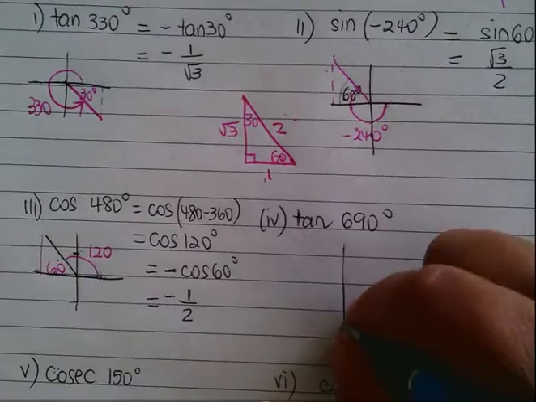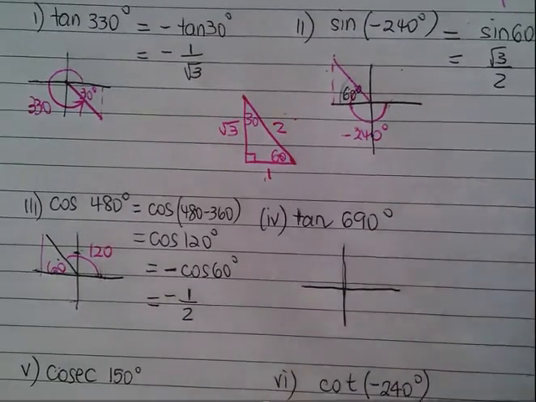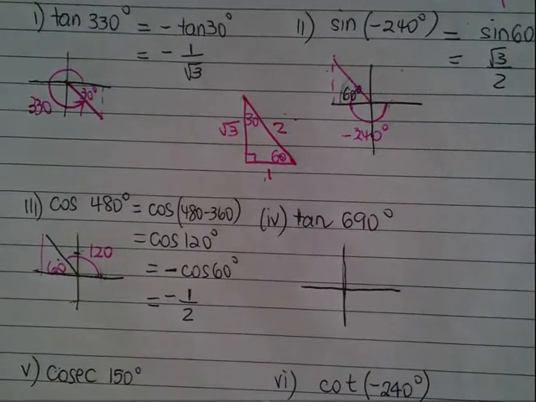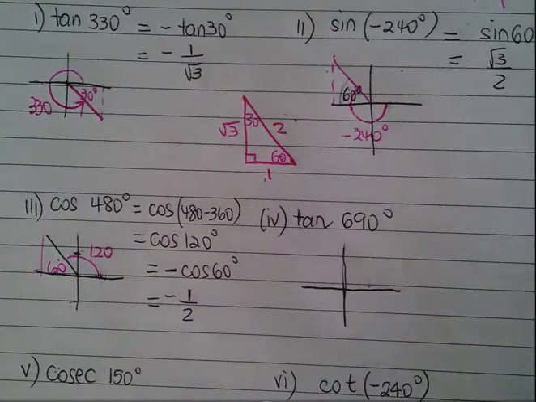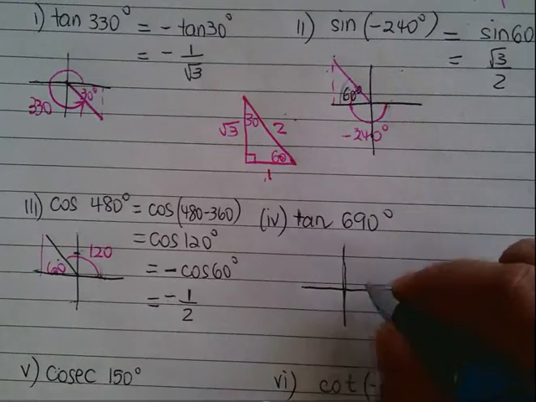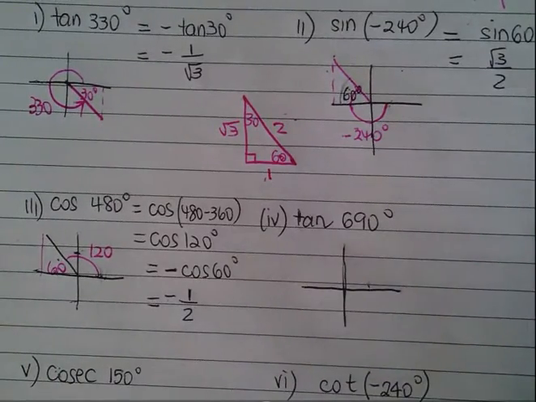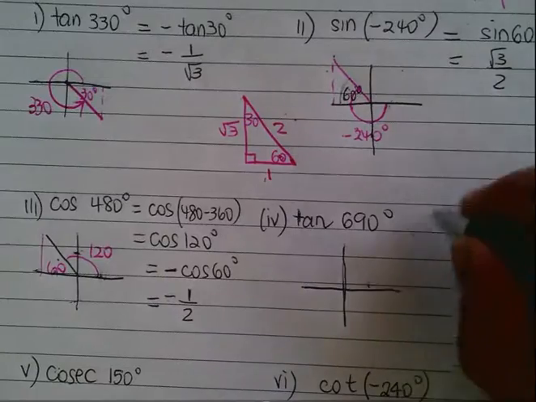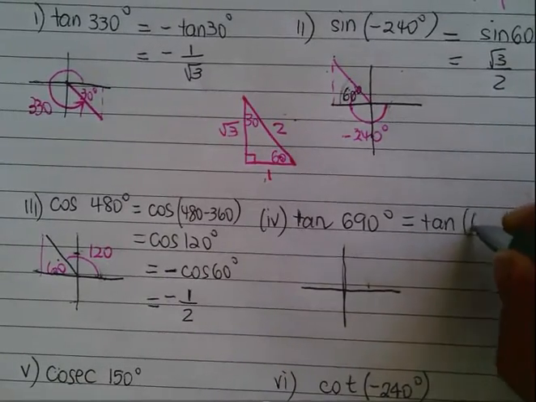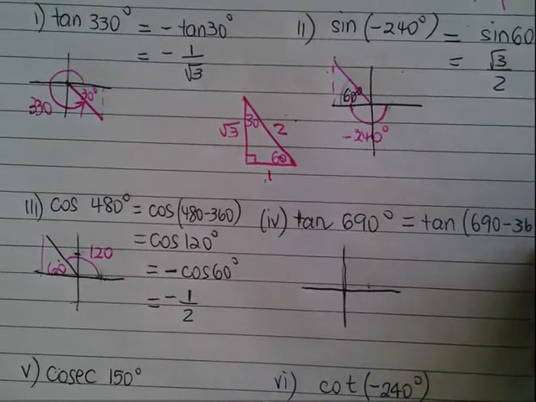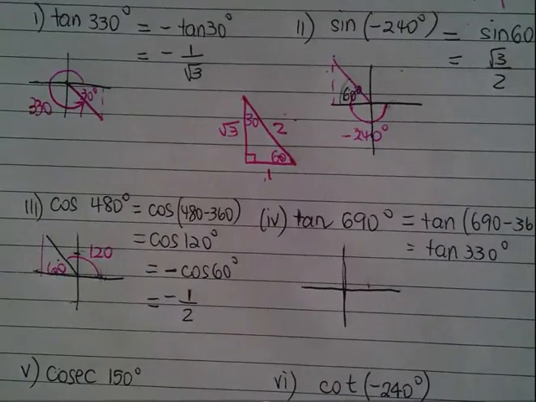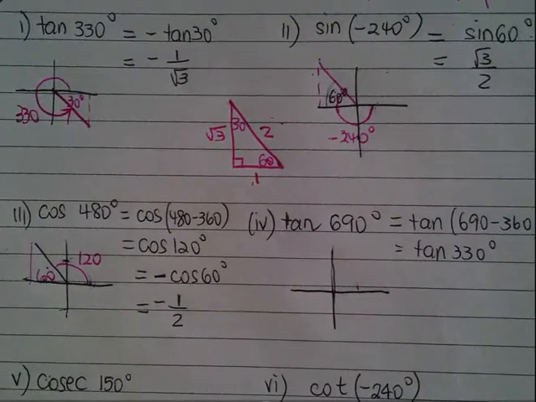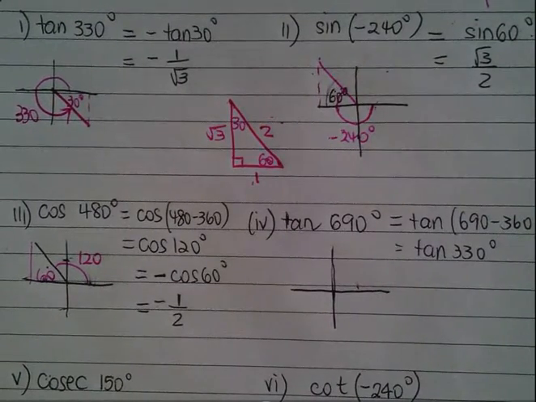Okay, tan of 690. All right, is that beyond 360? What's 2 full revolutions? 360 and another 360 is 720. So this is almost 2 around, but short how many degrees? So why don't you just subtract your 360 to get tan of 330. Tan of 330 is what?